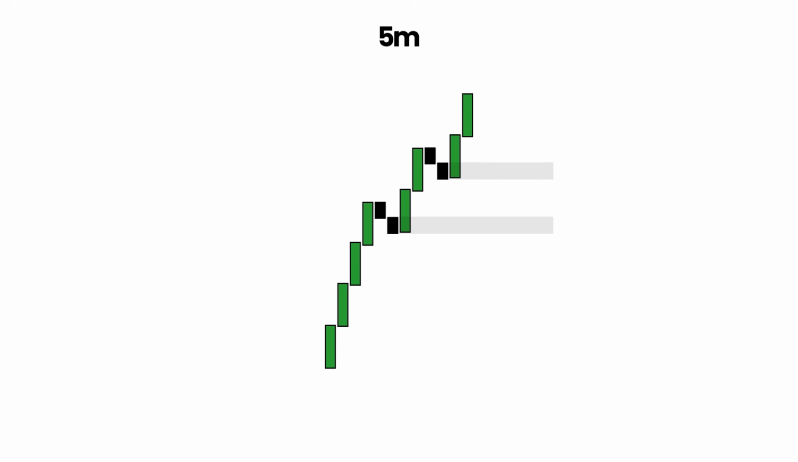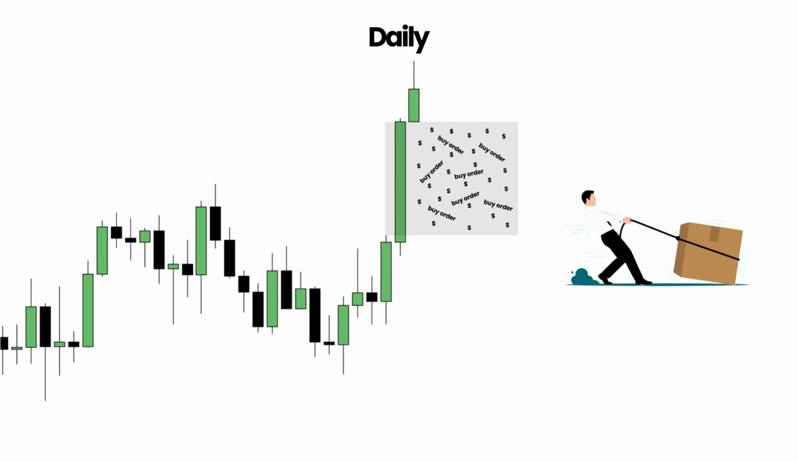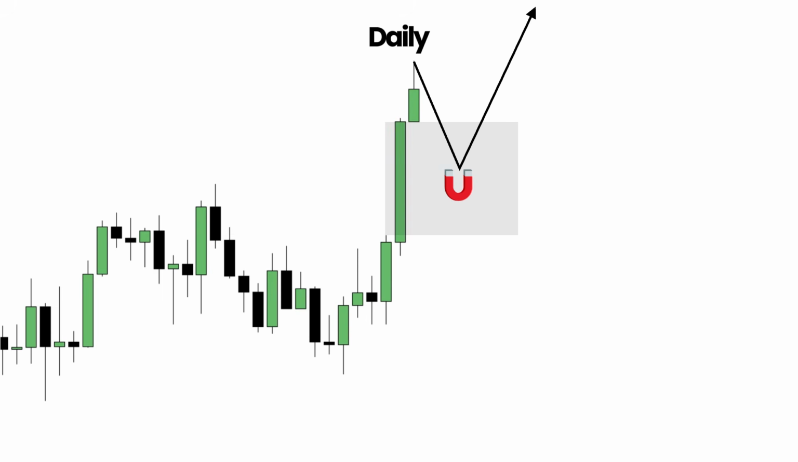This is where the fair value gap becomes important. The fair value gap contains a concentration of pending buy or sell orders, creating a pool of liquidity within the imbalance. That's why price is often drawn back into the gap before continuing in its original direction. In simple terms, the pending orders inside the fair value gap act like a magnet, attracting price back to fill the imbalance before the trend resumes.